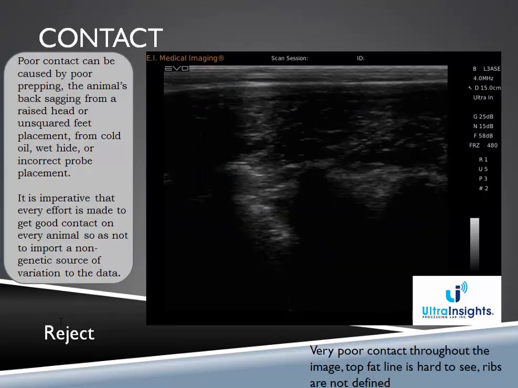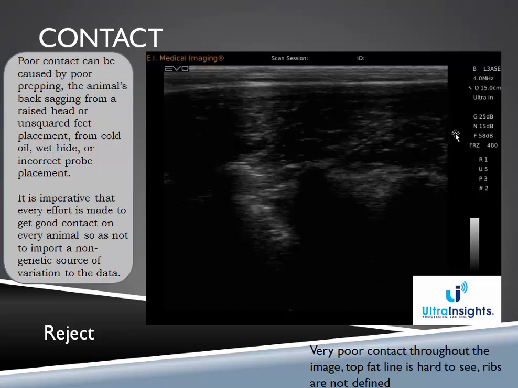If you would like to push pause on this one, you can read all of this, but basically contact problems can be a result of many different things. But let's just talk about what I see and why I call it contact. The top fat line is not crisp. I can see the bottom fat line, but there's a lot of variation in how bright it is. The rib tops, I can tell where the ribs are, but it's really dark and there's no scatter. So this scatter down here is what tells me in the lab the difference between, is this a low marbling animal or is it poor contact?